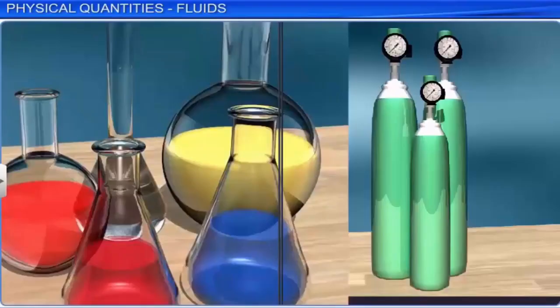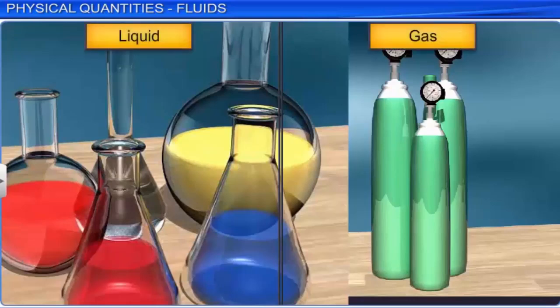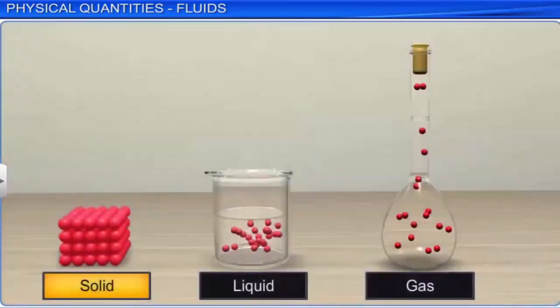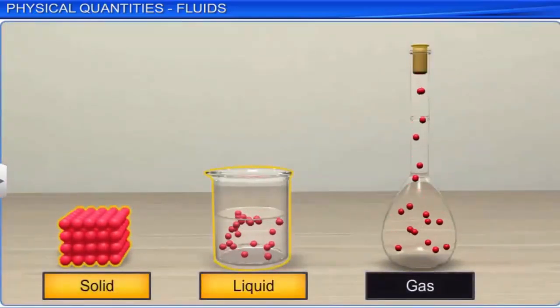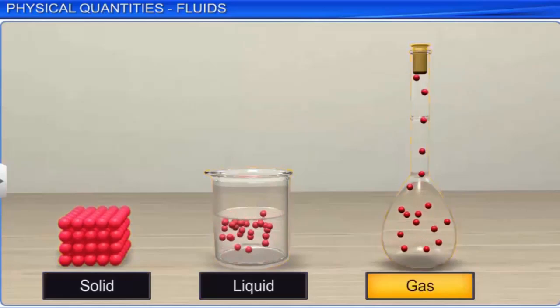A fluid is any matter that has tendency to flow. All liquids and gases are together referred to as fluids. Solids and liquids have a fixed volume, while volume of a gas depends on the volume of its container.